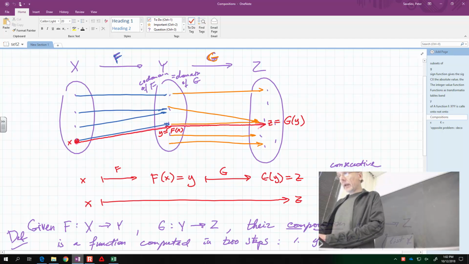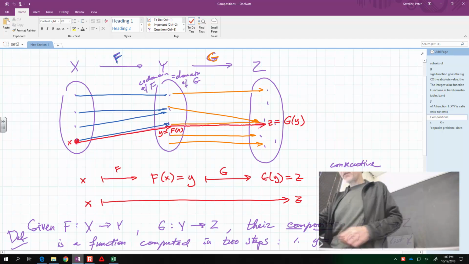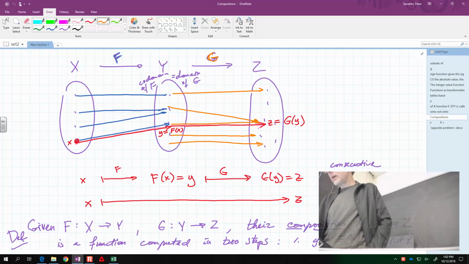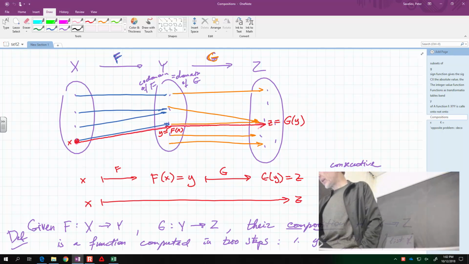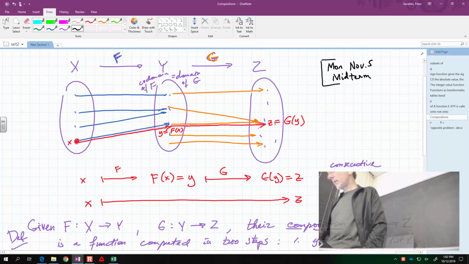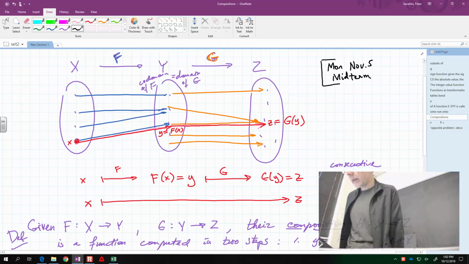Work, so it's going to be on the next one. The other thing that I was going to mention is the date for the midterm. It appears to be November 5th, at least for now, Monday. Midterm. Okay, so we'll have time to talk about the details.